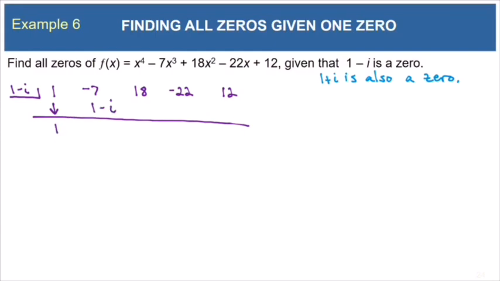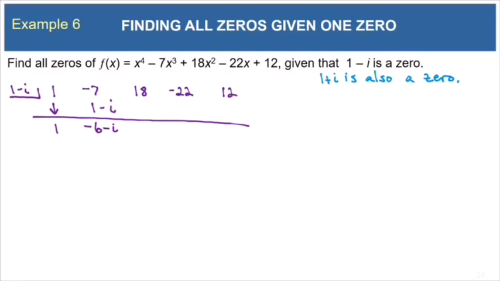And then we add. Remember, when you add complex numbers, you do real plus real and imaginary plus imaginary. So -7 plus 1 is -6. And then there's no imaginary part here, so 0 minus i is minus i. So that's going to give us -6 minus i.